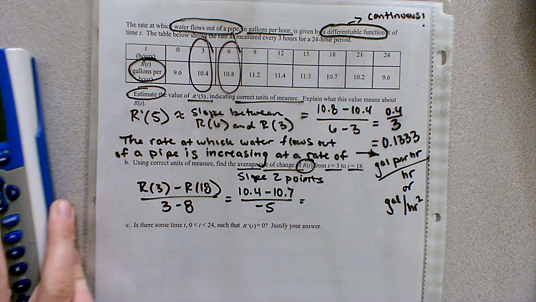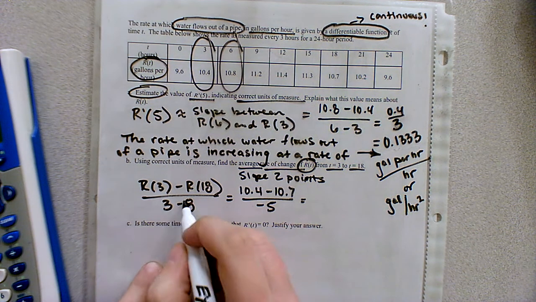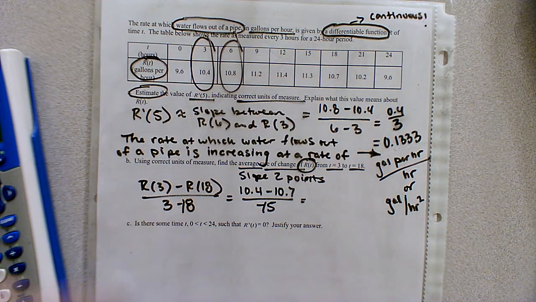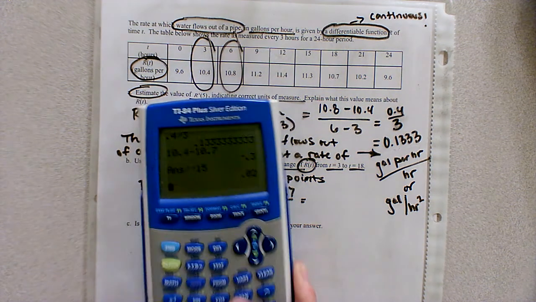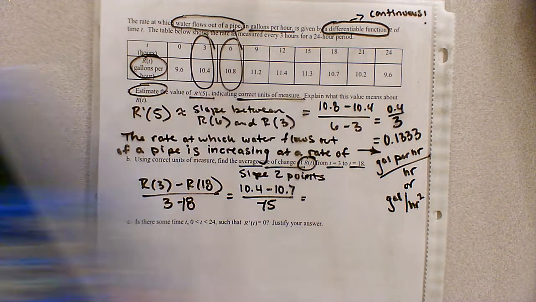So let's go ahead and check this out. Oh wait, this should be 18. So this would be negative 15. At least I caught myself that time. All right, so I got 0.02.